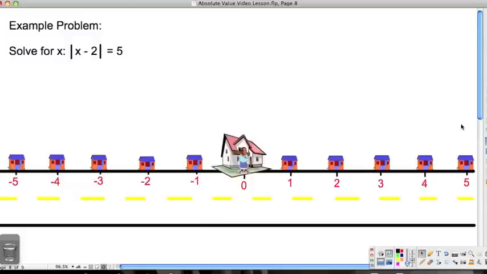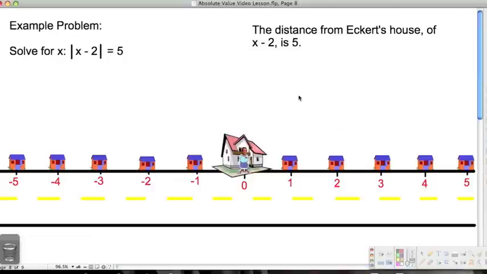Okay, so what we've got going on here is an example problem. It says solve for x: the absolute value of x minus 2 equals 5. But it gets confusing if we start to think of that stuff. So here's how I want to think of it.